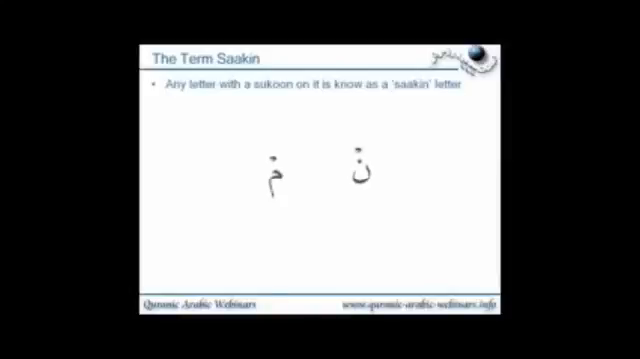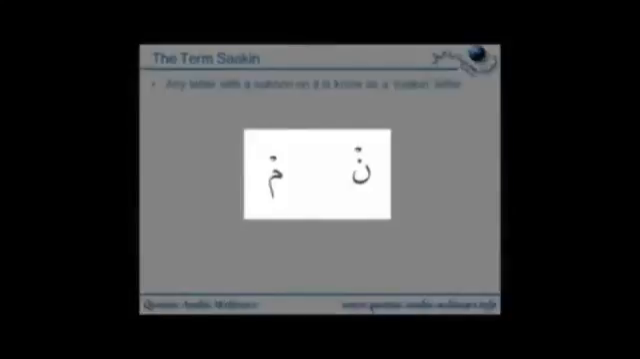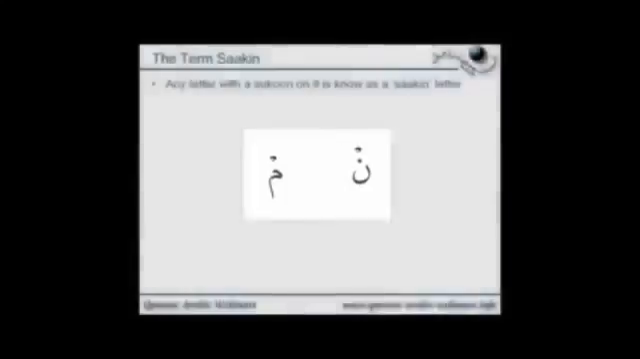So this is just terminology. So here we have noon sakin and meme sakin. So the noon has a sukun on top of it, and that's the way it's written in the Uthmani script. So it will be known as noon sakin, and the meme has a sukun on top of it, so it will be known as meme sakin. So that terminology is important, especially when we get into the tajweed level, because there are certain rules to do with the pronunciation of noon sakin and meme sakin.